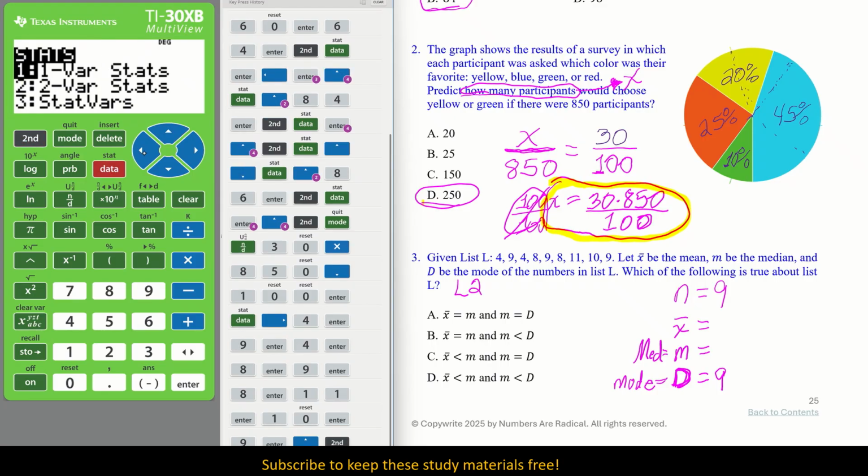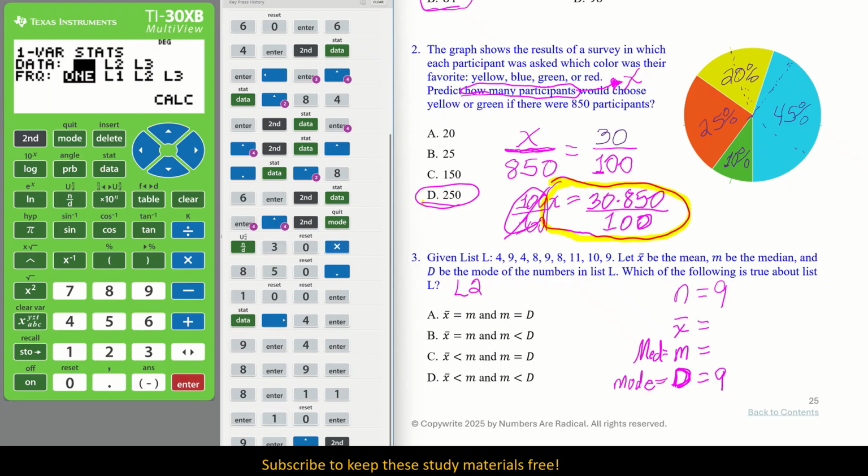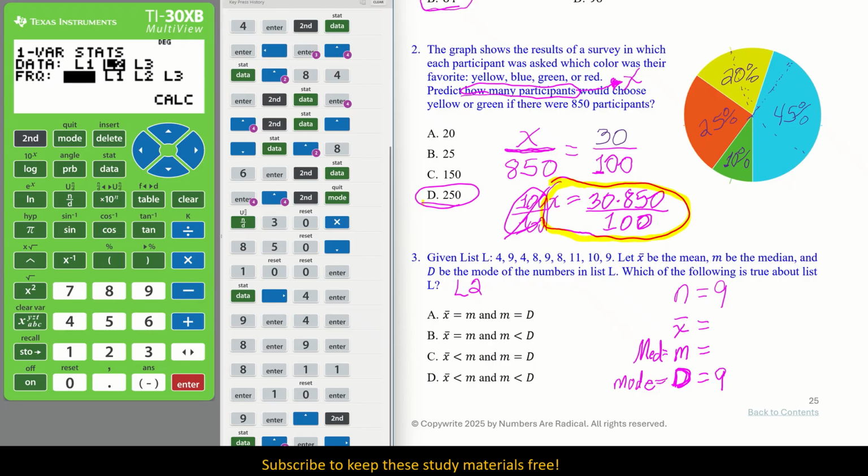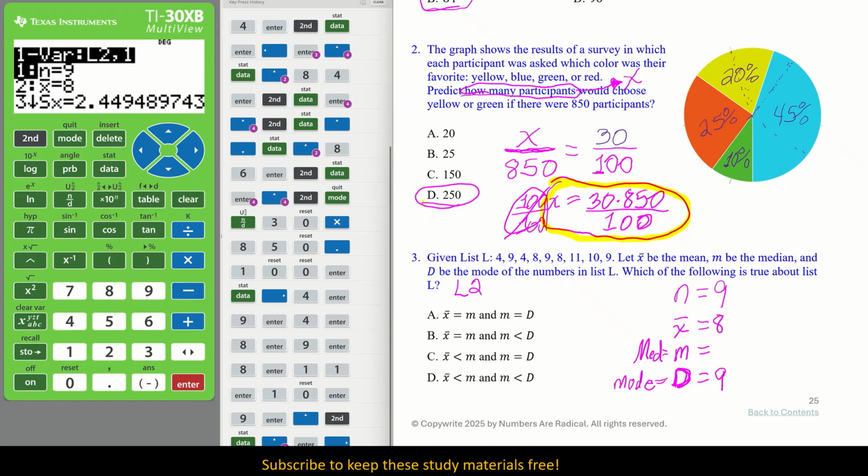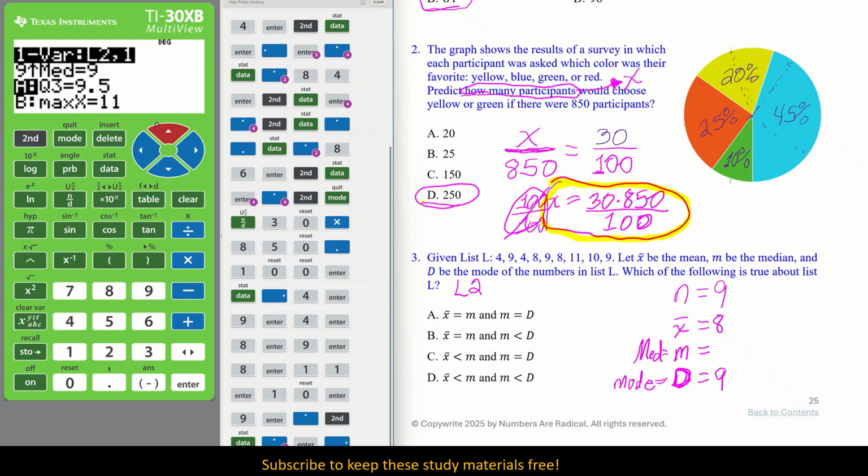All right, so second data, arrow, you don't want to arrow anywhere. We want vars 1. Enter. Now we need to arrow over to L2. So arrow over, enter that. Now we have everything set up the way we need. And let's click enter. It looks like our mean, or X bar, is 8. So put your 8 in here. Now we arrow up. Our MED, median, is 9, and we already know the mode.